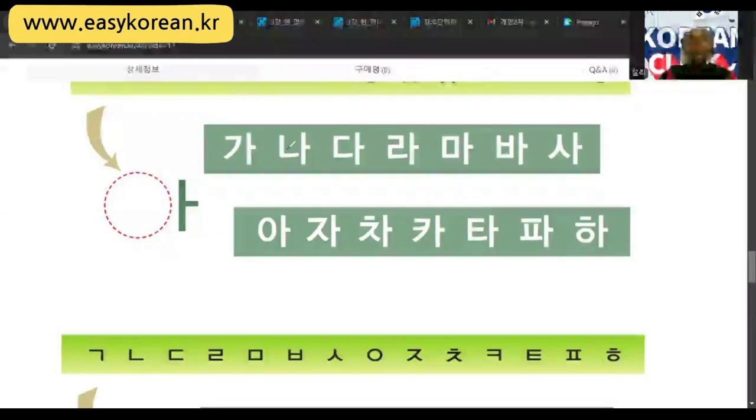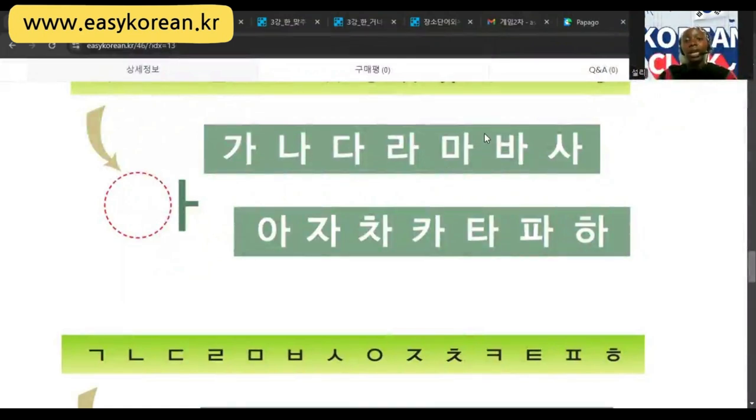On the next one, we have nieun and a, which is pronounced na. The next one, we have digeut and a, pronounced da. Then we have rieul and a, pronounced ra. And we have mieum. Mieum and a is pronounced ma.